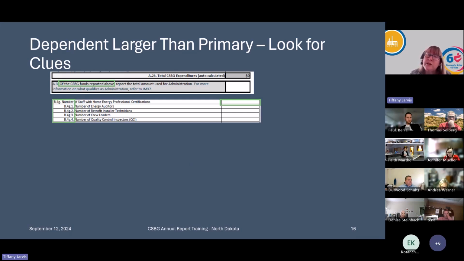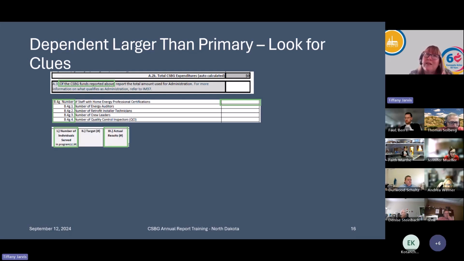Another clue with this one that tells you that this is dependent is that the blank cell has a green square under it. That data point, you can actually manually put numbers into it. It's not grayed out. If it's grayed out, that's telling you it's a sum. If it's not grayed out and it's asking you to put a number into it, then that is a dependent. It's telling you that's the parent of it and it has dependence. So it's a dependent larger than primary kind of example.